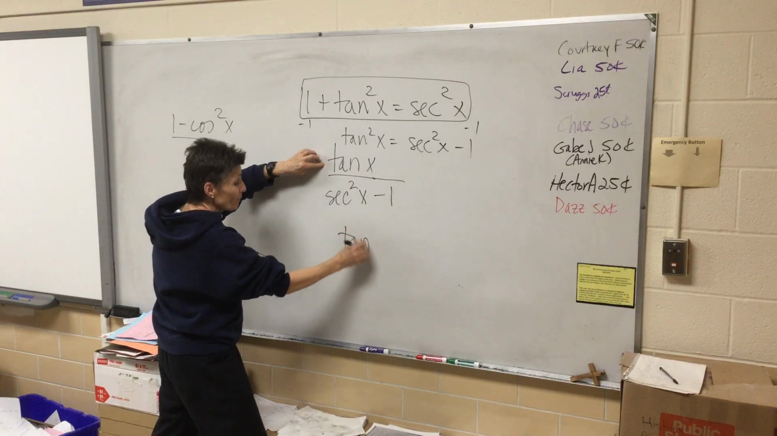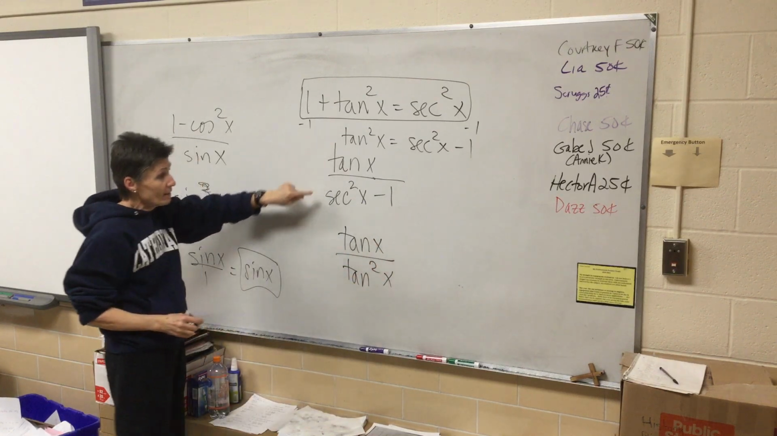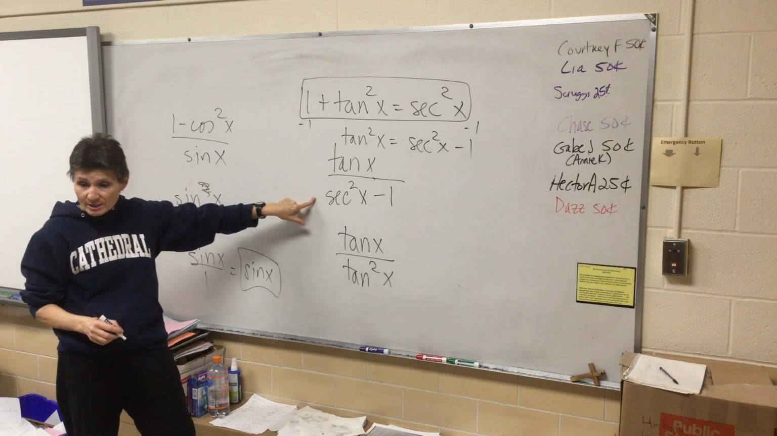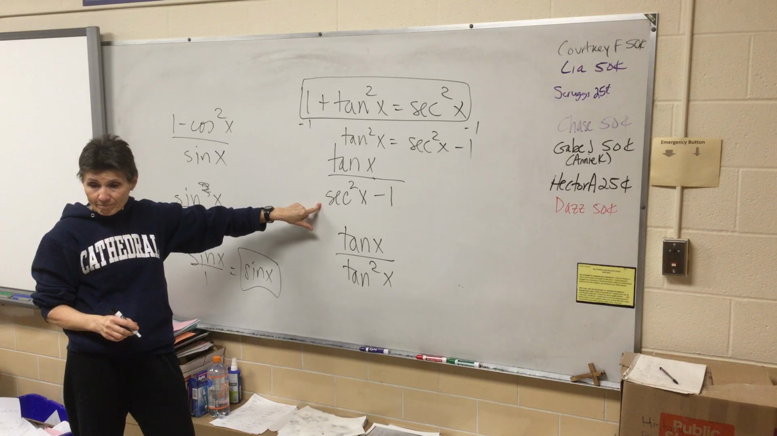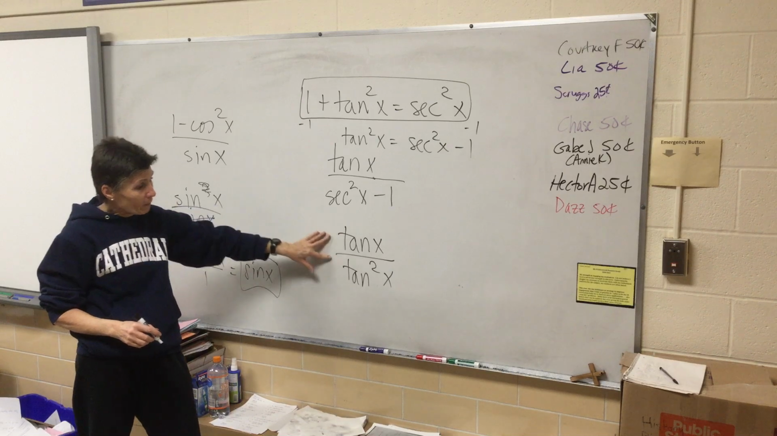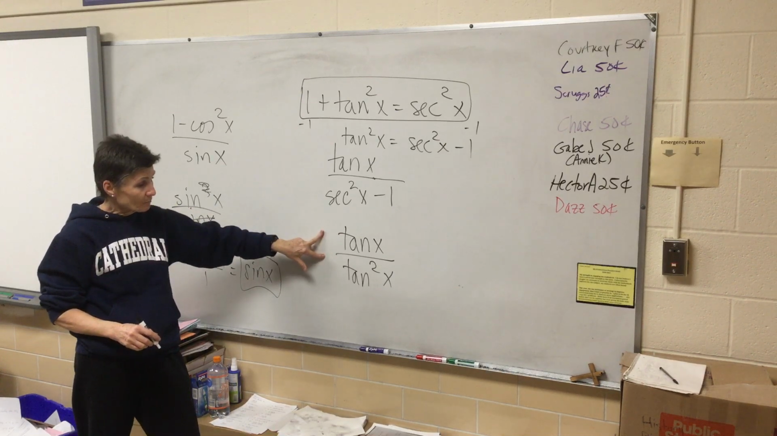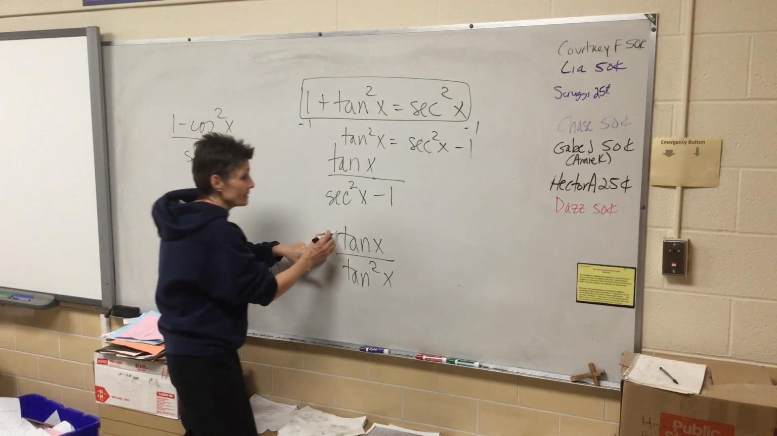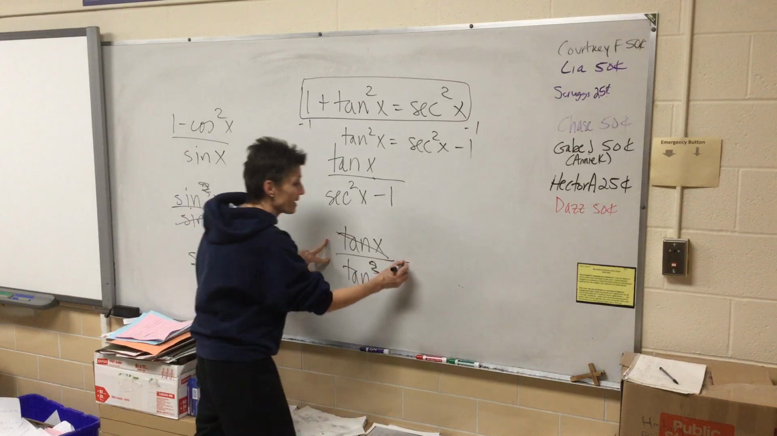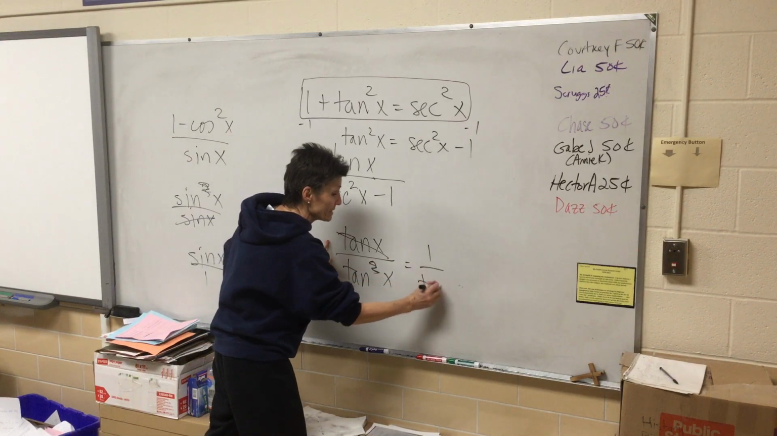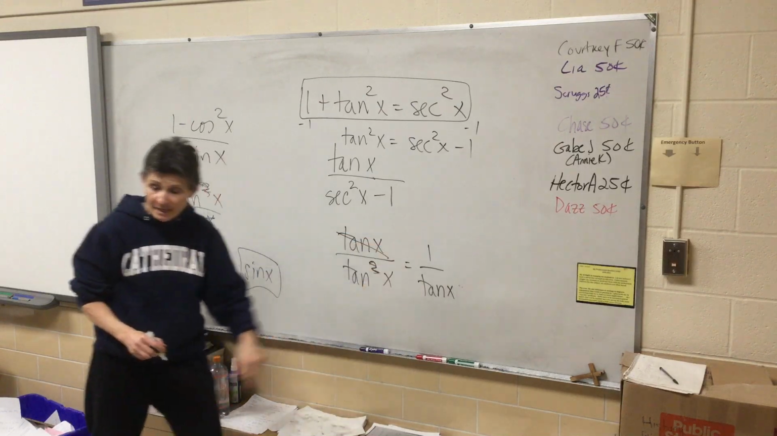So I'm going to rewrite my problem as tangent over tangent squared. This is tangent squared, just like she said. Well, what happens now? It's kind of like this one we just did. 1 over tangent. Exactly. I can cancel out the tangents, only this time the extra 1 is in the bottom. So I have 1 over tangent.